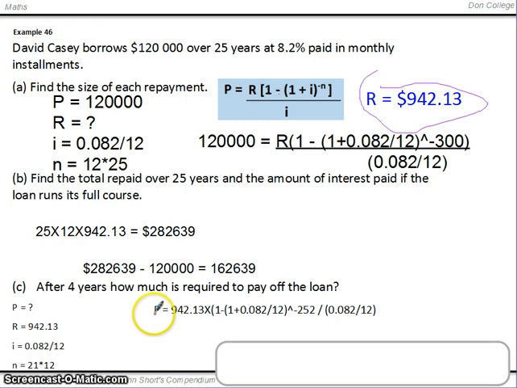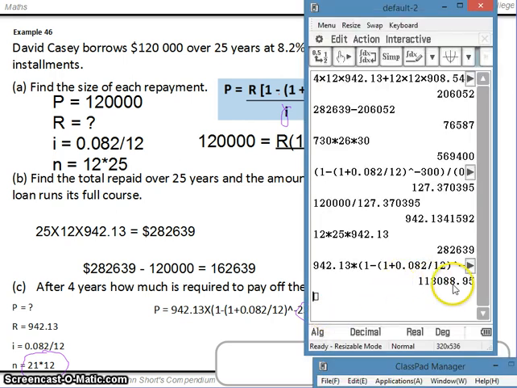So if we sub that in, we get P equals our repayment, 942.13 times 1 minus (1 plus 0.082 over 12) to the power of negative 252. That 252 comes from this value here. That's how many we have left. And divide the whole thing by I, which is 0.082 over 12. If we do that, put it in your calculator, you'll get a value of P equals $113,088.95.